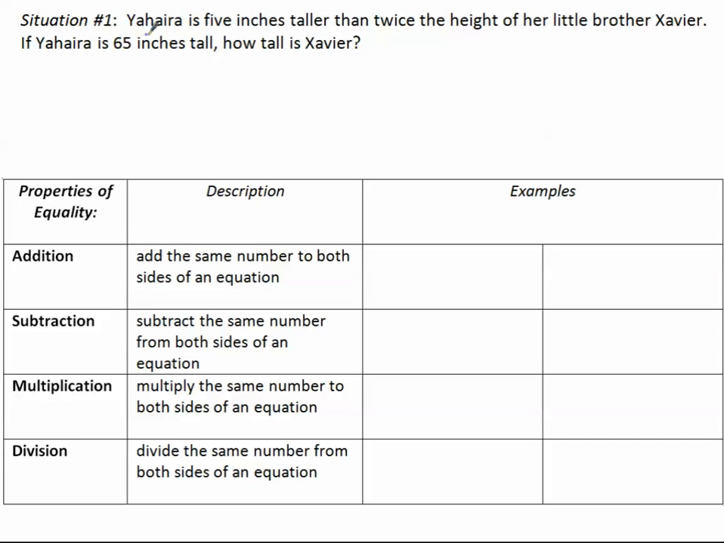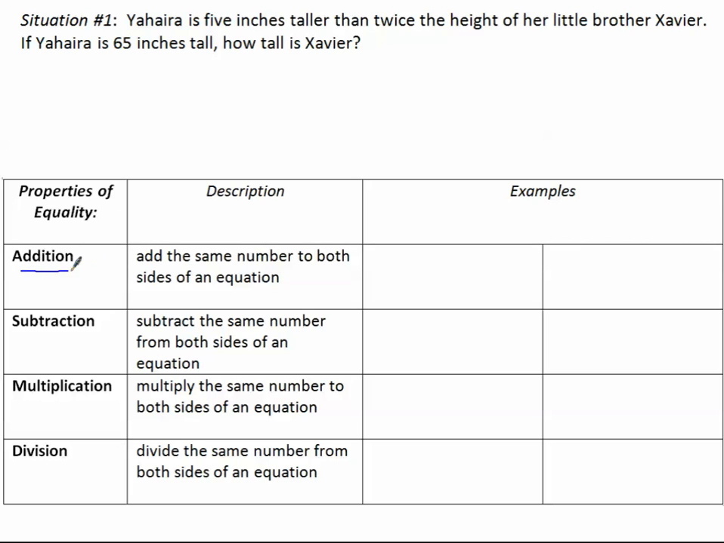Number one, Yahira is 5 inches taller than twice the height of her little brother Xavier. If Yahira is 65 inches tall, how tall is Xavier? To be able to solve this problem, we're going to need to set up equations and solve equations. To be able to solve equations, we're going to need to understand the properties of equality. Here are some of the properties of equality we're going to begin with.